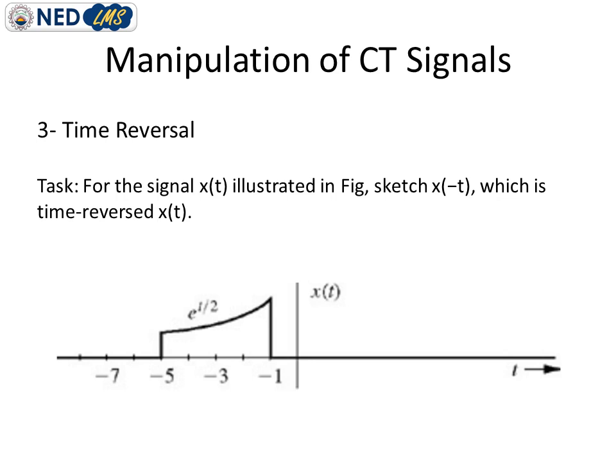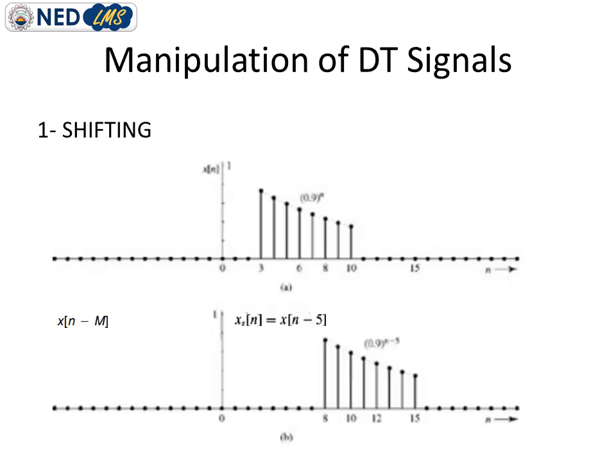Signal operations for shifting, scaling, and reversal as discussed for continuous time signals in the previous slides also apply to discrete time signals, but with some modification. So the first is shifting. Here we are not saying time shifting, because we have a sequence. So we generally say shifting operation or shifting of a sequence.